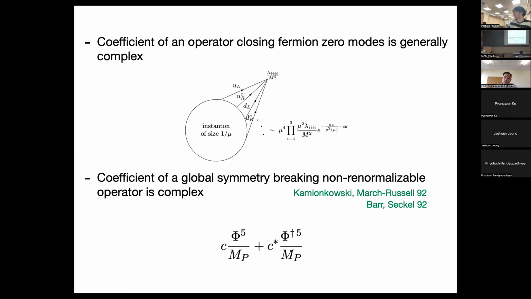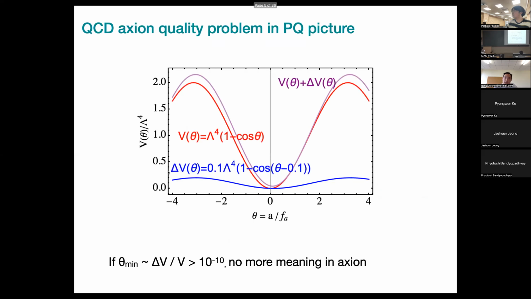And the important point here is, even if you begin with a CP invariant theory in the UV, that doesn't mean the coefficient here is real. That's because even if you impose CP invariance, c will at least encode the phase of the fermion mass matrix in QCD. So therefore, the c here is in general complex, okay? What it means is, when this non-renormalizable operator produces the cosine potential by being added to its Hermitian conjugate, again, the produced axion potential correction will become out of phase with the normal QCD axion cosine potential. So this can be another source of this dangerous correction to the QCD axion potential, causing the axion quality issue.